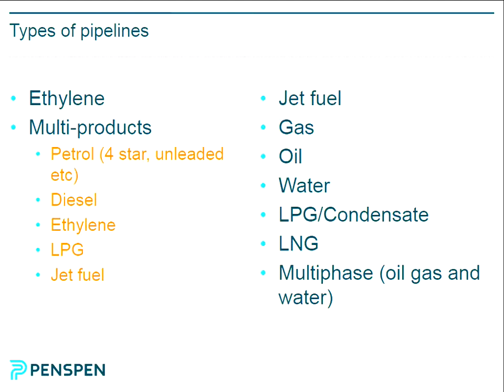And then multi-products. Multi-product means that you're effectively using one pipeline for lots of different products, but you don't transport them together. You transport them separately, one after the other. And there are different ways of doing that. You can separate them by pigs, or you can just separate them by choosing products which have similar densities. The greater the density difference, the more the mixing, and then the interface, which is the bit that's mixed between the two different products, you actually separate and then transport back to your refinery and reprocess. So multi-products: petrol, diesel, ethylene, liquid petroleum gas, and jet fuel.